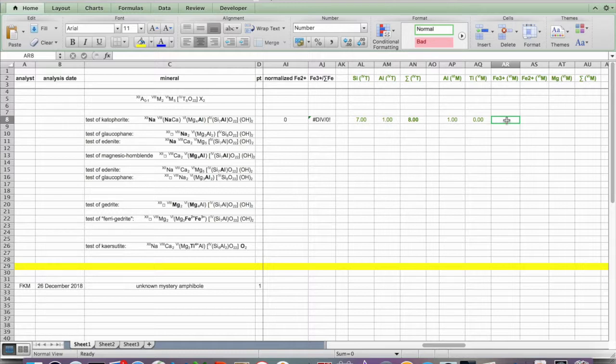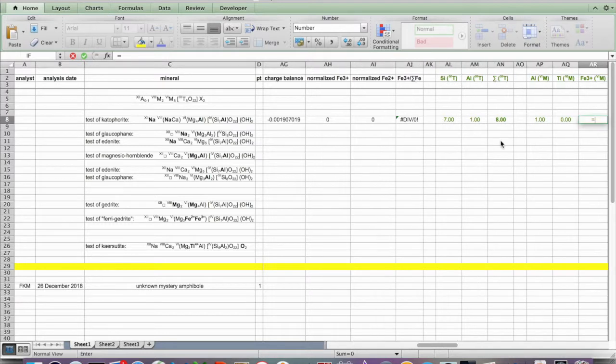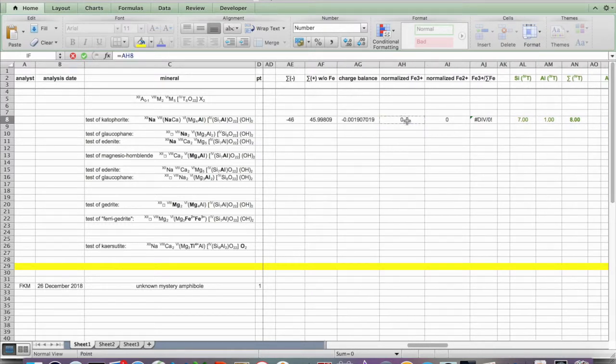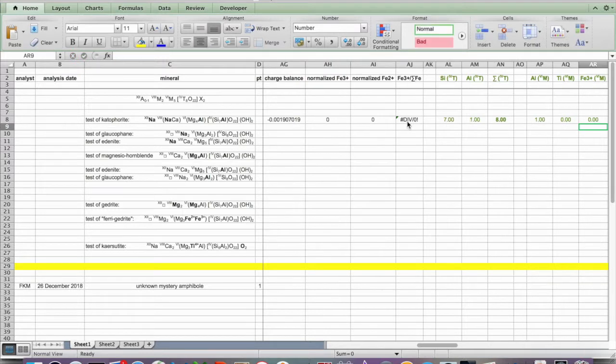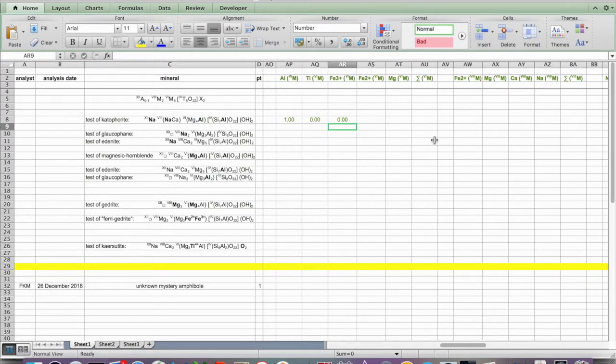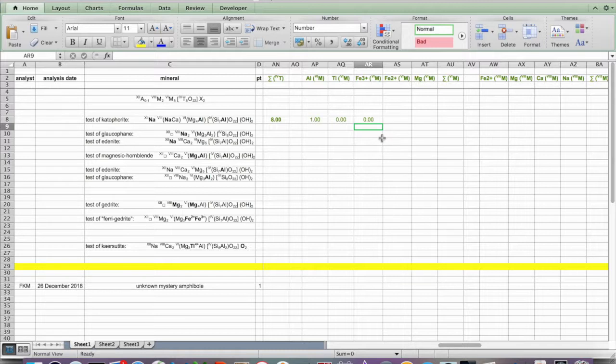Now, we don't need to use the normalization factor times some iron number because we conveniently already calculated normalized iron 3+, and because this is the only place where it's going to go, we just have to click on that and it is already set up for us. And again, in this case, because there is no iron in this amphibole, the value is 0. But we'll see later on for these other amphiboles that some iron will show up. Okay, so now we have the issue of iron 2+ and magnesium 2+.